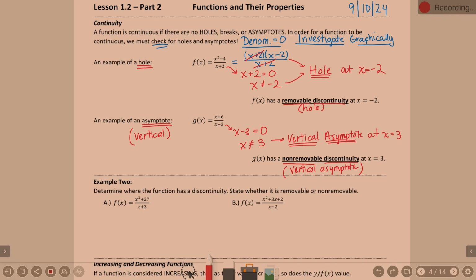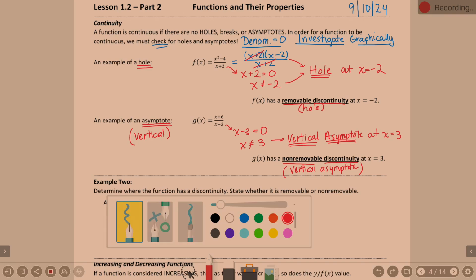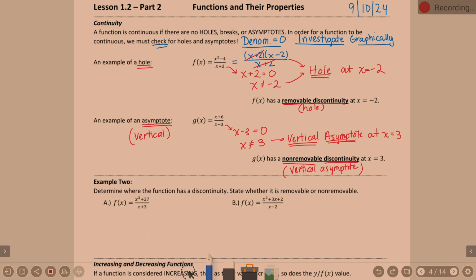Example 2. Determine where the function has a discontinuity and state whether it is removable or non-removable. So where is there some type of discontinuity? x plus 3 equals 0. Okay, so it's based on looking at the denominator.